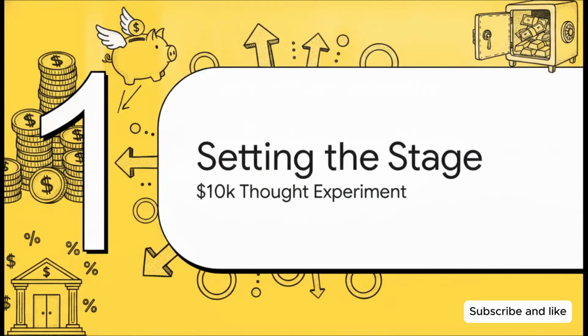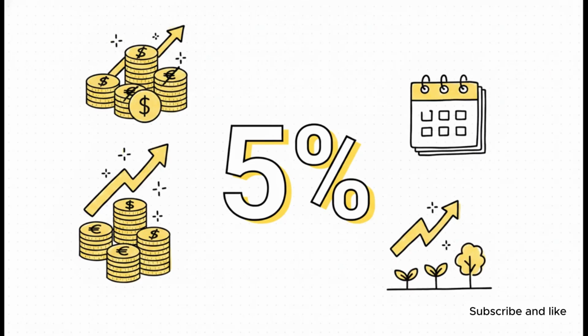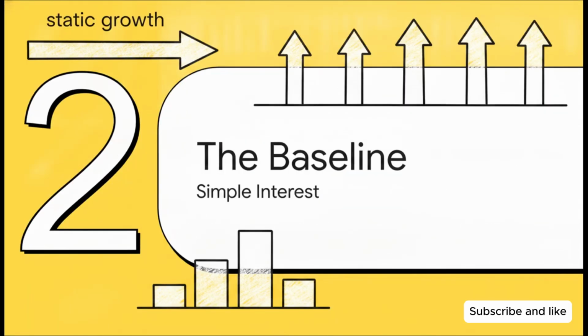Section 1, setting the stage. We're going to run a little $10,000 thought experiment. Imagine you've just opened a brand new high-interest savings account and you're dropping in a starting principal deposit of exactly $10,000. Now, we need some ground rules for our game. Let's say we apply a standard annual interest rate of 5%, and we're going to track this over a neat, short 3-year timeline.